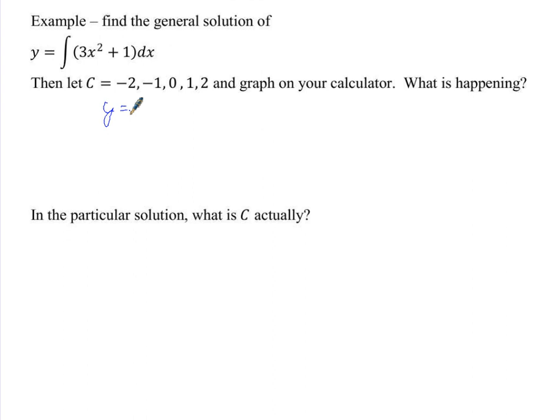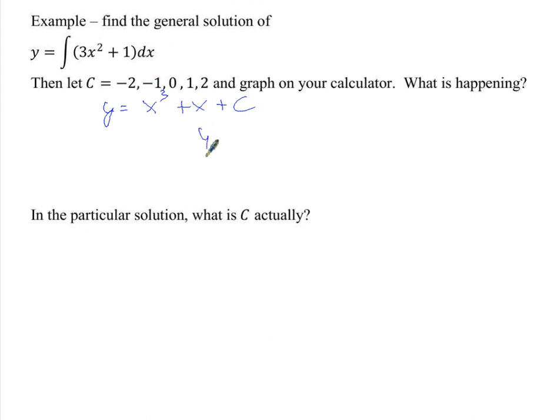X cubed, because the derivative of x cubed is 3x squared. What else? Plus x, because the derivative of x is 1, and then the plus c that we have to include, the constant of integration, because there could be a number there that we took the derivative of and it disappeared. Right? Okay. So now we're going to let c equal negative 2, negative 1, 0, 1, and 2, and that's going to give us a whole bunch of equations.